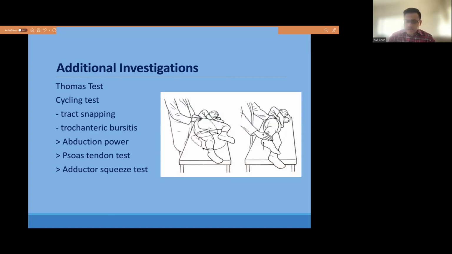The psoas tendon test is a test where the patient is in a supine position and you abduct and first extend the hip, and then against resistance, tell him to flex the hip. So any issues with the psoas tendon, the patient will complain of pain in this maneuver. And then another test is the adductor squeeze test. You tell the patient to flex the hip and the knee and give a pillow between the knees and tell him to squeeze to check for the power. So these are in general the basic tests which you would like to do in all of these patients.